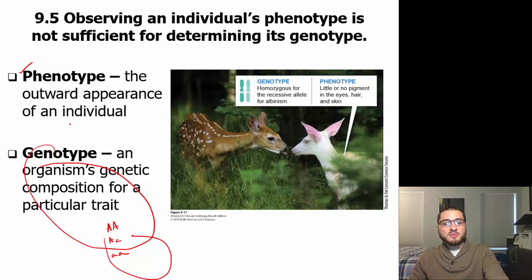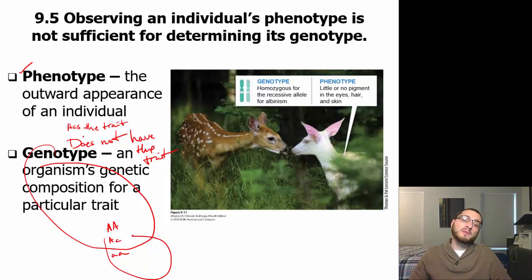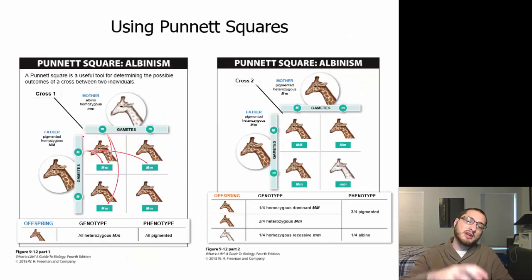Our phenotype is either going to be has the trait or does not have the trait. Or if it's something else, it could be is purple, is white. Those are two options. So the genotype is really the setup of the genes, and the phenotype is what we see. So something like albinism, you're going to see in a Punnett square.